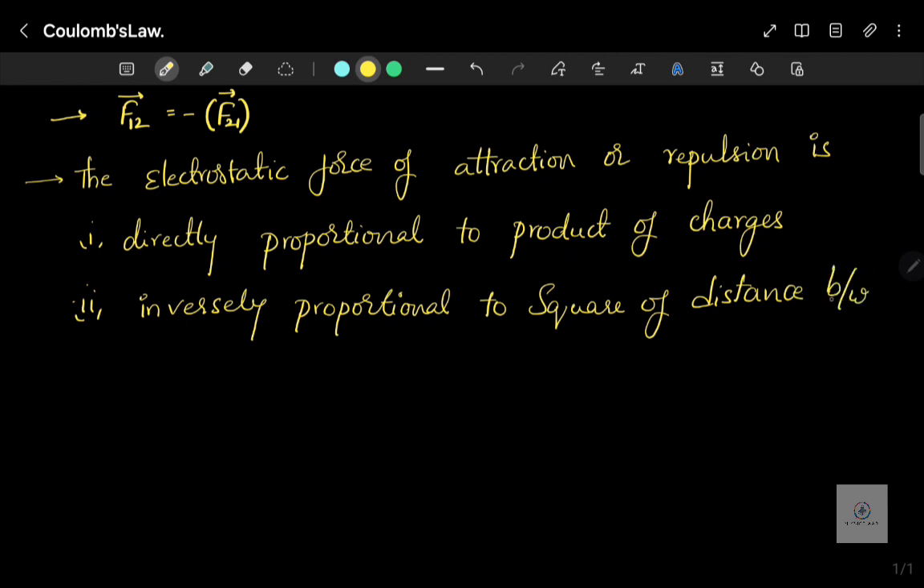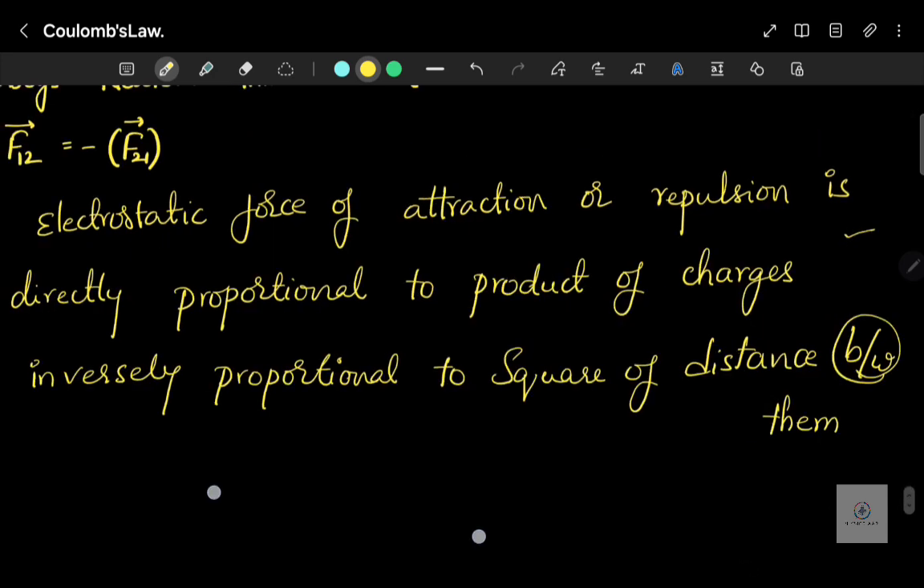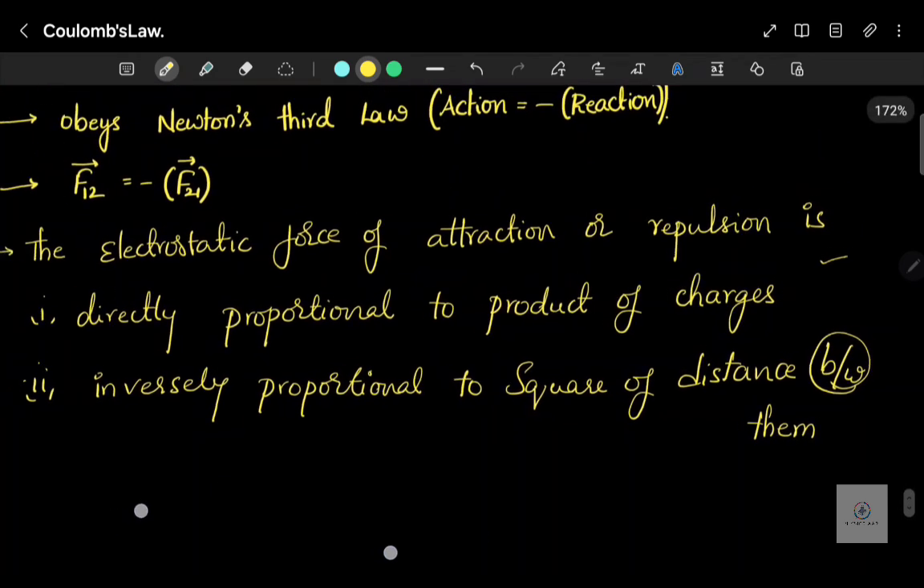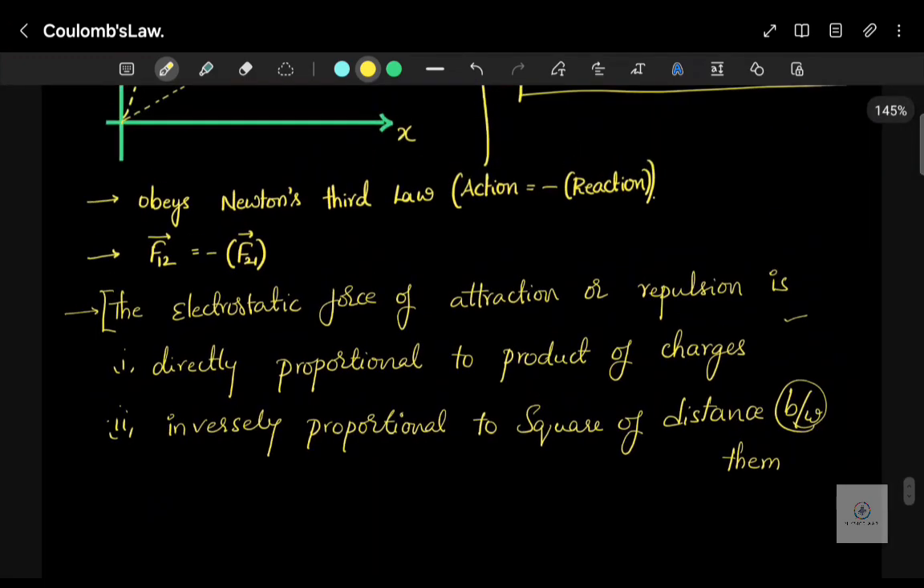Okay, and what did we consider? Don't write "between them" like this in the exam. Okay, it is "between". Right. Once again, the electrostatic force of attraction or repulsion between two point charges is directly proportional to the product of the charges, and it is inversely proportional to the square of the distance between them.